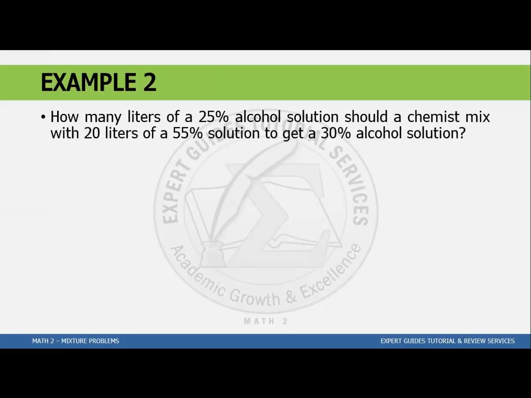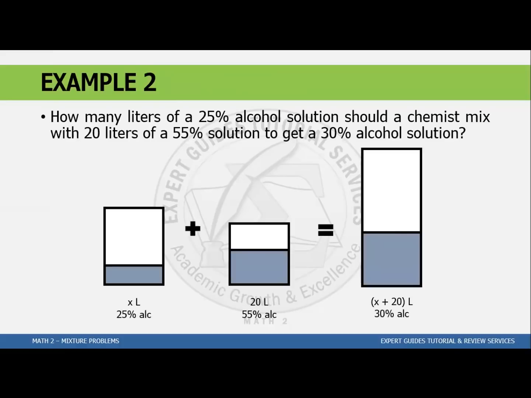For these types of problems, it's better to interpret these questions with a visualization. So you can have this type of visualization. Meron kang dalawang container, yung isa X liters, then yung isa 20 liters. When you combine them, their total amount in liters will be the sum of X and 20. And then the corresponding concentrations for these containers are placed below. 25%, 55%, and 30%.